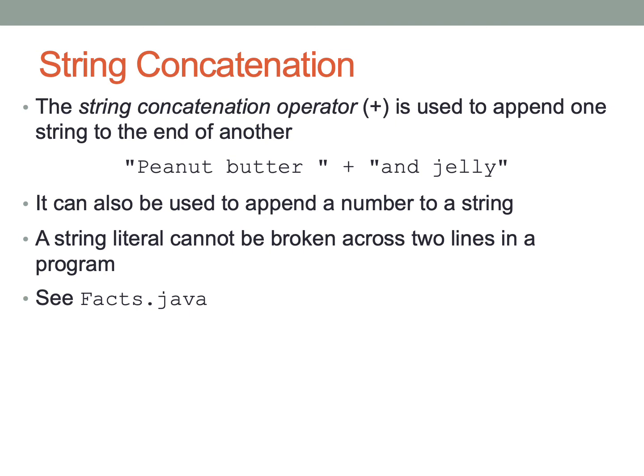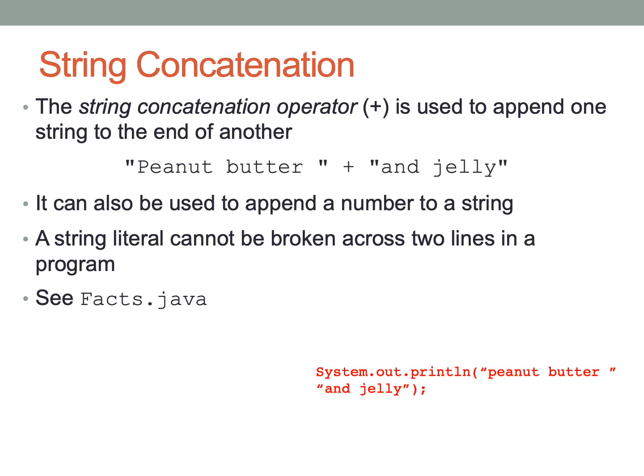String concatenation. The string concatenation operator, plus, is used to append one string to the end of another. For example, "peanut butter" plus " and jelly". It can also be used to append a number to a string. For example, if we have "peanut butter" plus 123, everything will be a string.